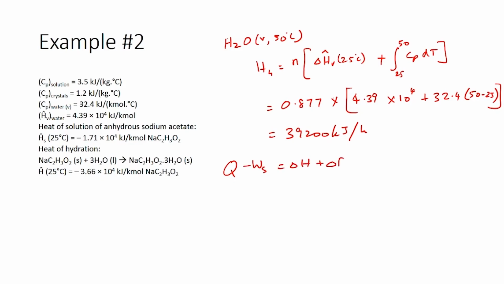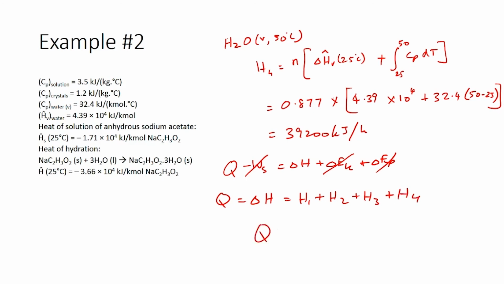Now, the energy balance equation we have is Q minus Ws equals delta H plus delta Ek plus delta Ep. Ek, Ep and Ws go to 0. So, Q would be equal to delta H, which is the summation of all these enthalpies, H1, H2, H3 and H4, giving Q as minus 60 kilojoules per hour.